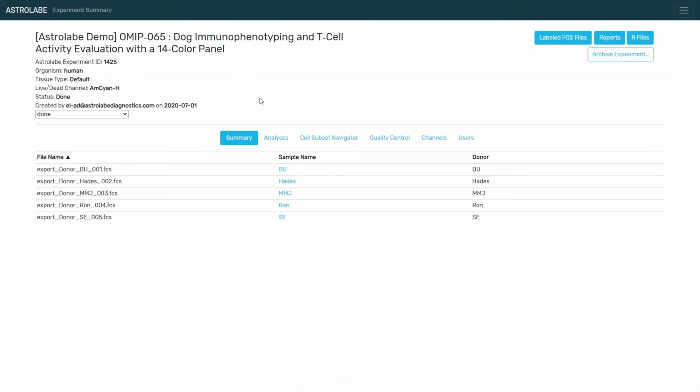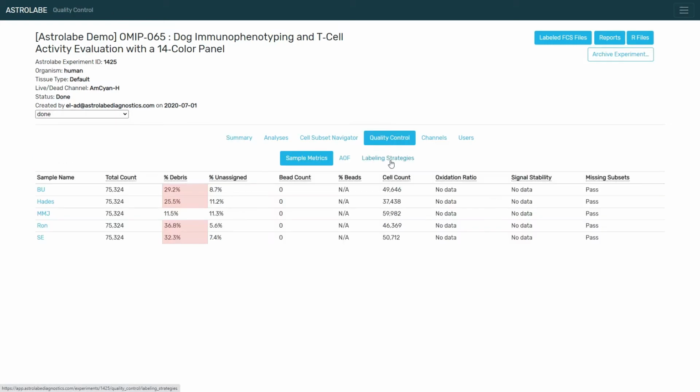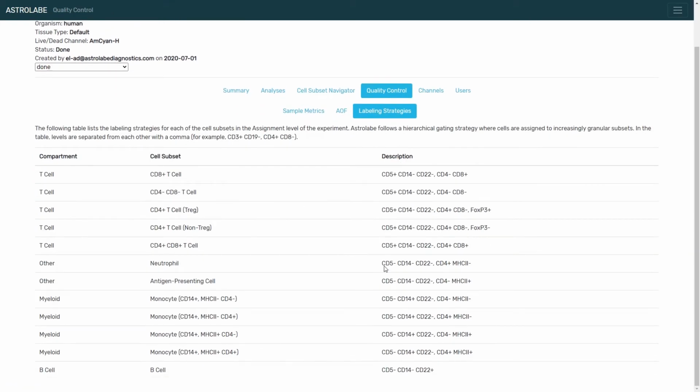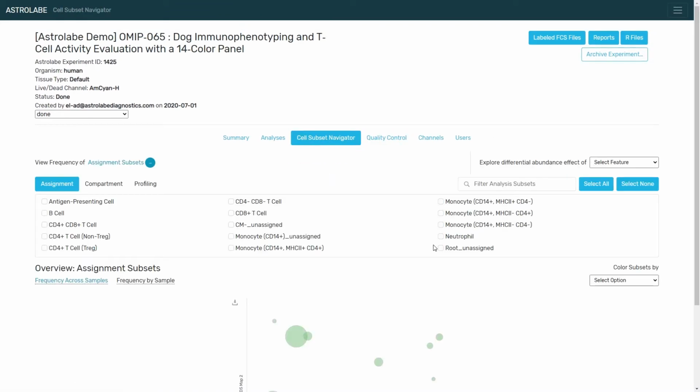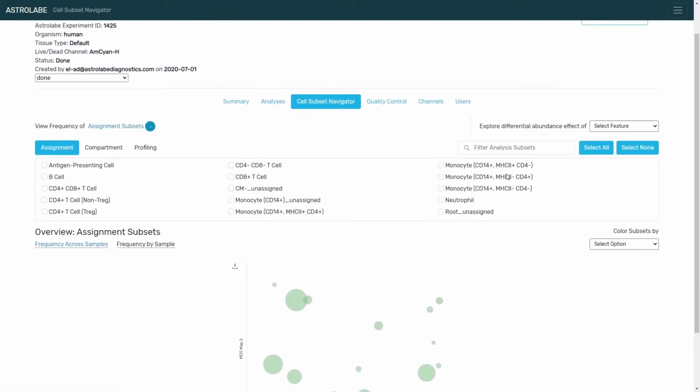So I loaded this data into the Astrolabe platform, and one of the cool things about Astrolabe is that we can tailor the labeling hierarchy for a specific panel. In this case, I started from the human labeling hierarchy, but I tailored it based on the instructions in the paper and ended up with this hierarchy. So we can see that Astrolabe identifies the different cell subsets according to this panel, the neutrophils, the different CD4 T cells, the different T cells, B cells, and so on.